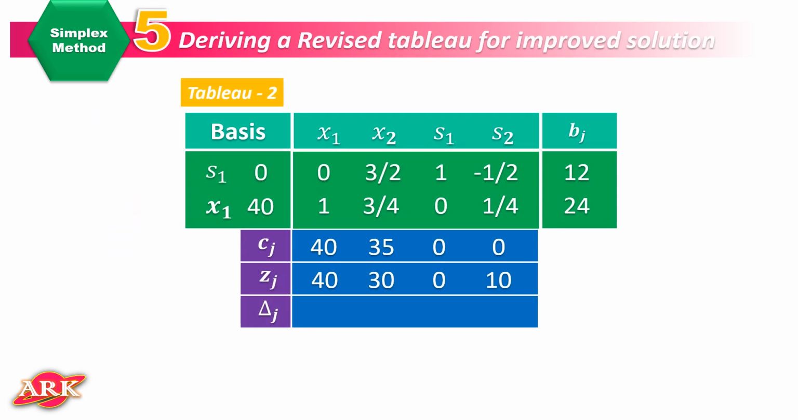Now as the process, let's calculate delta J. 40 minus 40 is 0. 35 minus 30 gives 5. 0 minus 0 gives 0. And 0 minus 10 gives minus 10.